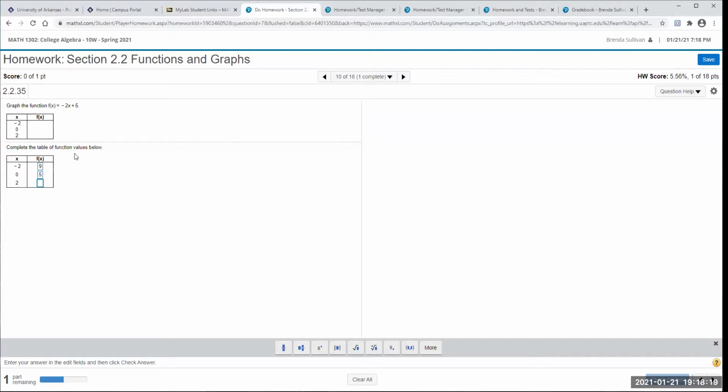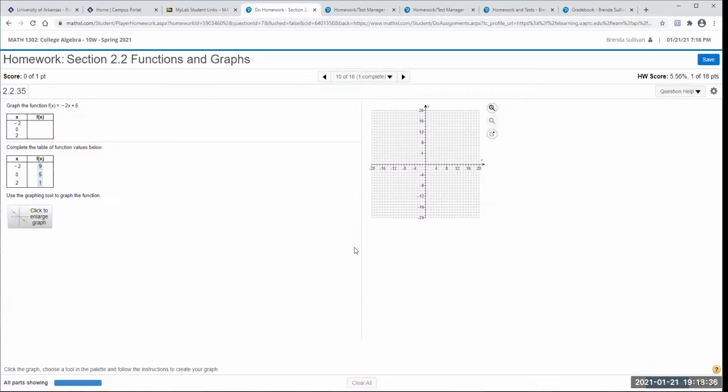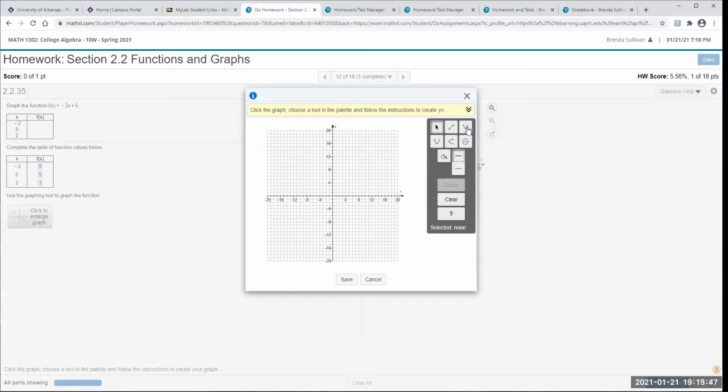And 2, -2 times 2 would be -4. -4 plus 5 would be 1. Okay, now once I get that in there, I'm going to check my answers. And then it's going to give me a graph to do. So I'm not finished with the problem until I graph it. So I click the graph to enlarge.